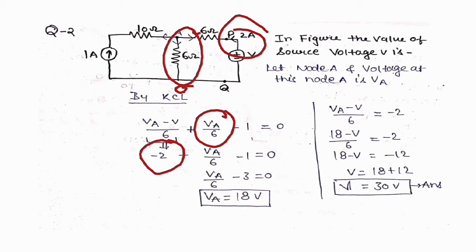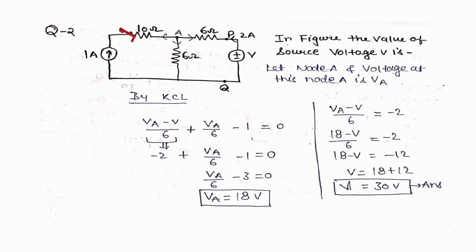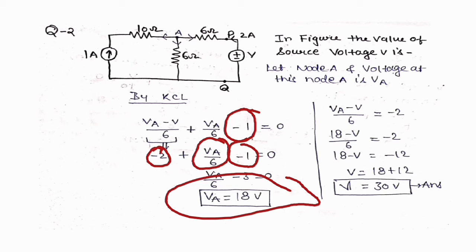And for this current, you can see here, the direction of current is this, and you chose the direction of current opposite. So in that case it is also -1. So you change your direction according to your assumption. So this one is -1 and this one is -2, -1 -2, so it is -3, and this is VA by 6. So here you will get the voltage value 18 volt. So at terminal A you will get the voltage 18 volt.